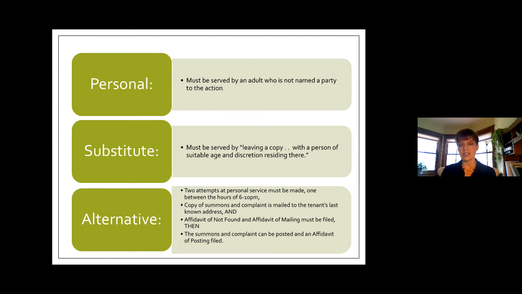And because the sequencing is so specific and that filing needs to take place before the posting, we do see errors. The most frequent error that we see is someone goes out to the property, does the first attempt at personal service, goes back to the property, does the second attempt at personal service, and while they're there, posts at the same time. So there hasn't been that filing of the attempts and the filing of the affidavit in between that last visit and the posting.